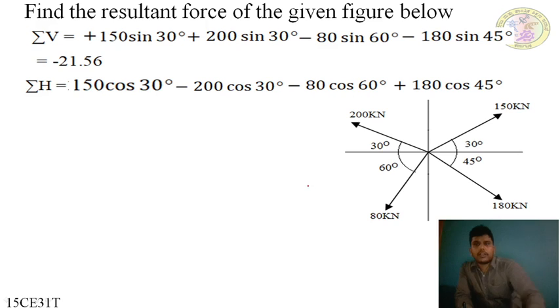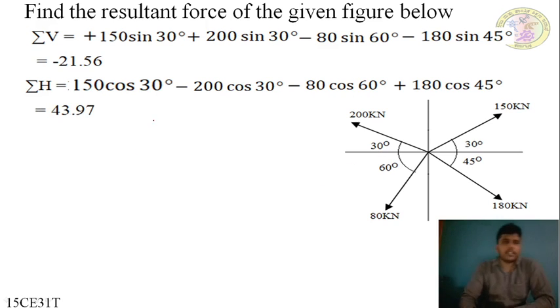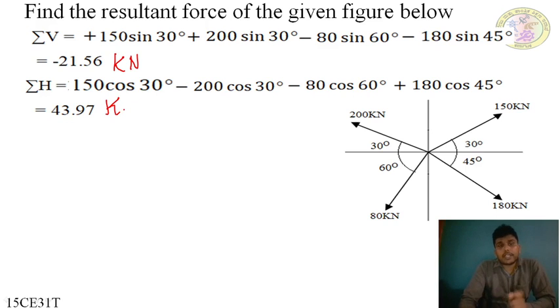If we add all these, we get sigma H as 43.97 kilonewton, and sigma V as minus 21.56 kilonewton. The sign is very important here. First, plus 43.97 kilonewton.